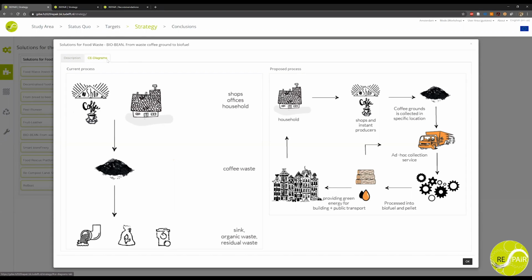In here, we can see two schemes: the current process of coffee grounds waste and the proposed process in the solution. The current process is linear and finishes at a disposal, perhaps landfill or incineration plants. The proposed process follows a more circular path in which the coffee grounds are collected, transported, processed, and turned into renewable energy.